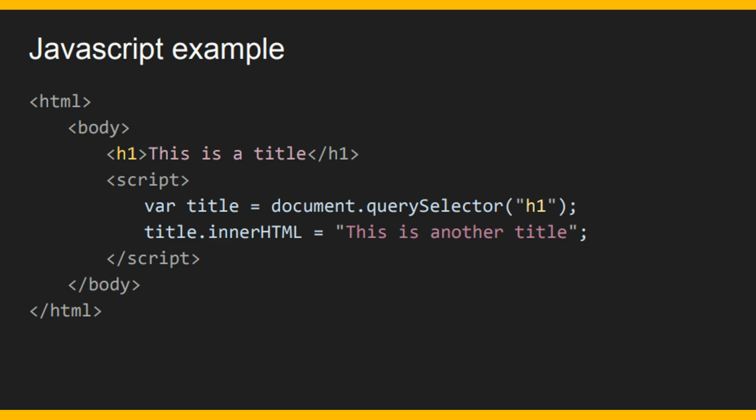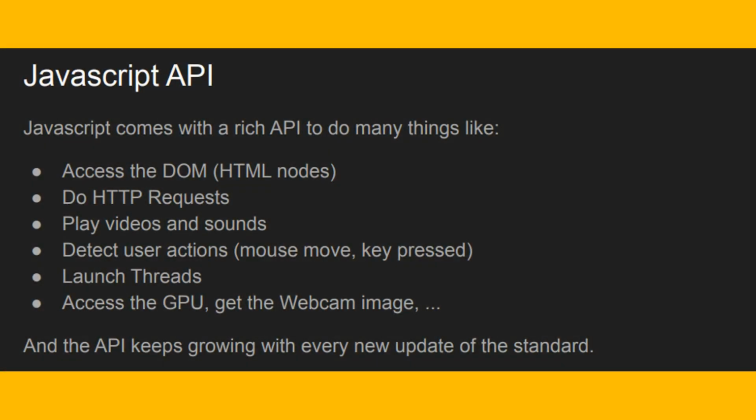Title.innerHTML equals "This is another title." This is just an example of how we can embed the script tag in our HTML. JavaScript comes with a rich API to do many things. API stands for application programming interface.